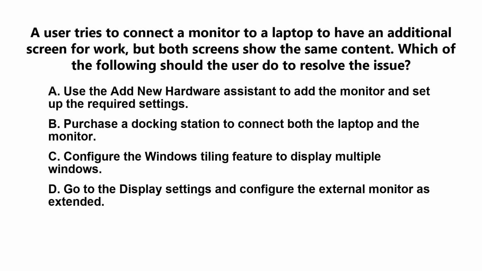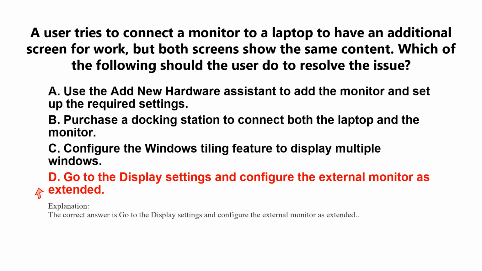Question 30. A user tries to connect a monitor to a laptop to have an additional screen for work, but both screens show the same content. Which of the following should the user do to resolve the issue? Option A, use the Add New Hardware assistant to add the monitor and set up the required settings. Option B, purchase a docking station to connect both the laptop and the monitor. Option C, configure the Windows tiling feature to display multiple windows. Option D, go to the display settings and configure the external monitor as extended. The correct answer is option D, go to the display settings and configure the external monitor as extended.